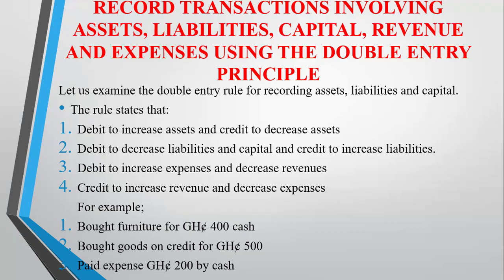So for example, if the owner withdraws cash for personal use, here drawings, it is capital. That's the owner is withdrawing money from the business for personal use. So it means the capital of the owner is going towards decrease. So here we have to what? Debit. Since they are saying that if it is decreasing capital, we should debit it. So we are going to open a drawings account and debit the drawings account.